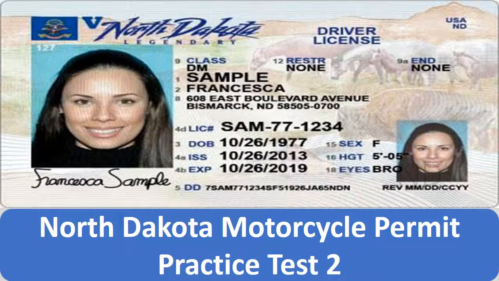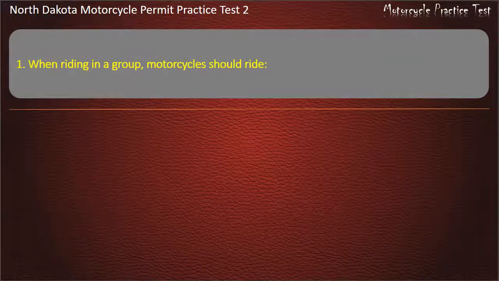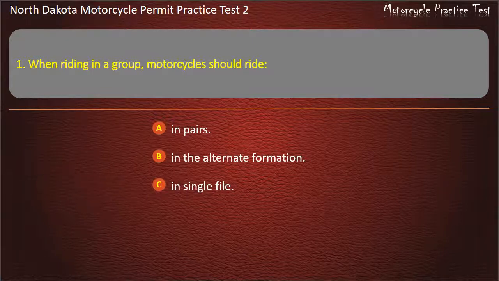North Dakota Motorcycle Permit Practice Test 2. Question 1. When riding in a group, motorcycles should ride: In pairs. In the alternate formation. In single file. In the staggered formation. Answer: In the staggered formation.